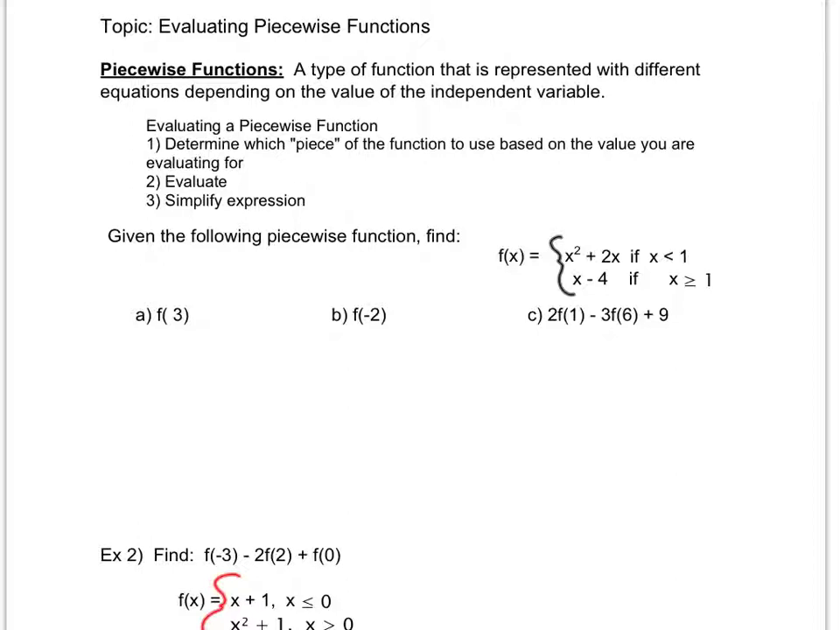For example, if x is less than 2, we choose this function. If x is 3, we choose this function. If x is greater than 3, we choose this function. That's how we will break it up.